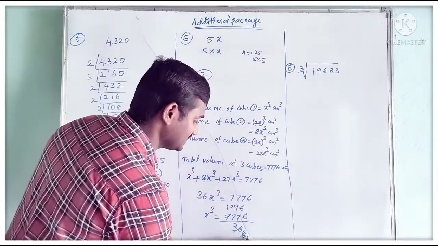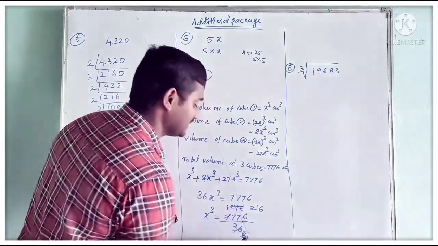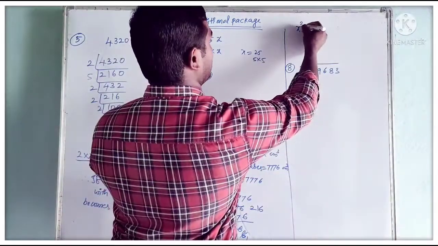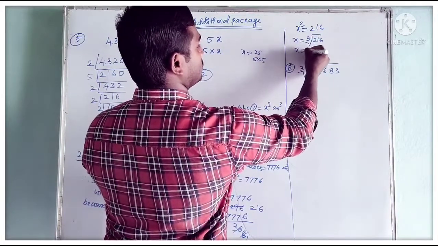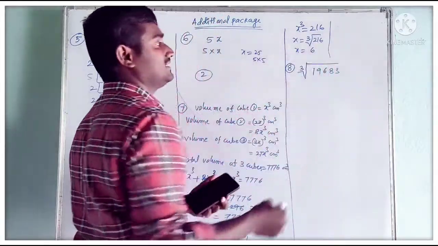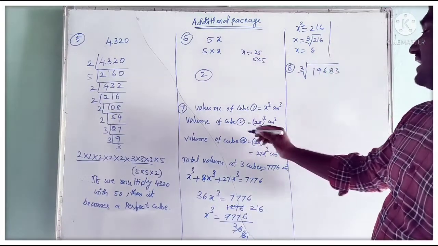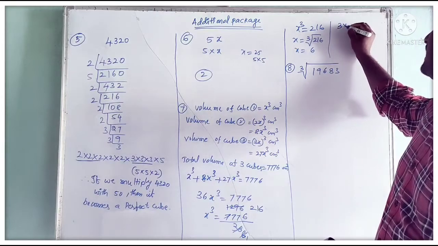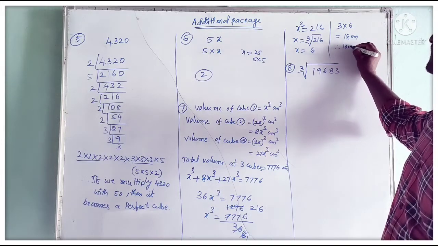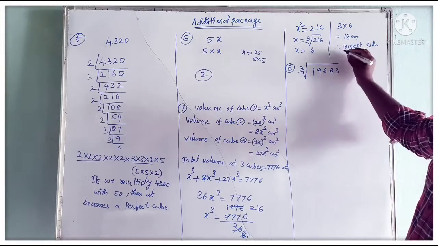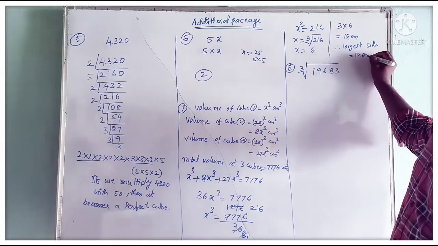Again we can cancel in the 6 table. 6 ones are 6, 6 twos are 12, 6 6s are 36. So x cube equal to how much we obtained here? 216. Then x equal to cube root of 216, which is 6. So the measure of the largest side they asked. What is the largest side? 3x. So 3x is nothing but 3 into 6, which is equal to 18 centimeter. Therefore the largest side is equal to 18 centimeter.